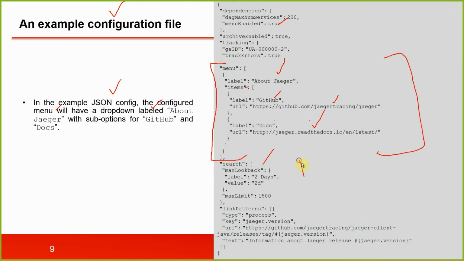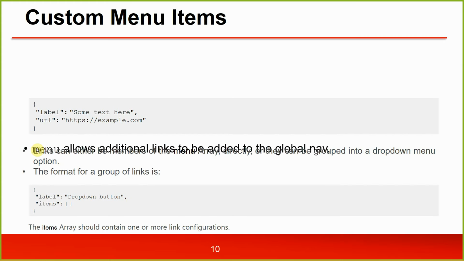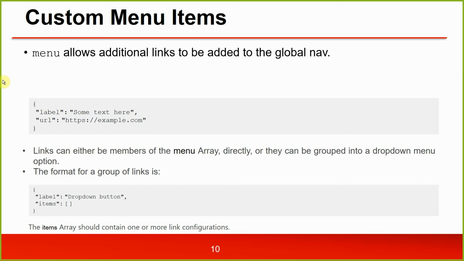Similarly, search and other options, these are other settings, default settings. So you can create this in the JSON file. This is again a manifest file. So you can use this manifest file to add your own menus and options in your user interface. This is a highly customizable interface. The menu section, which was given in the manifest example, allows additional links to be added to the global navigation bar, like a label with some text here and the URL of the text.